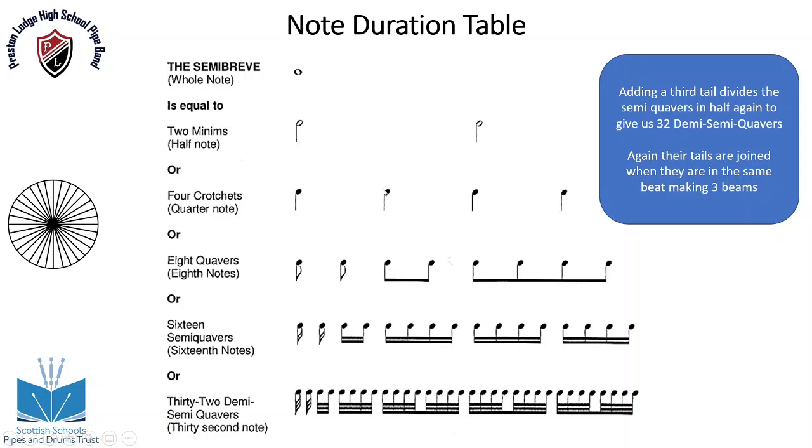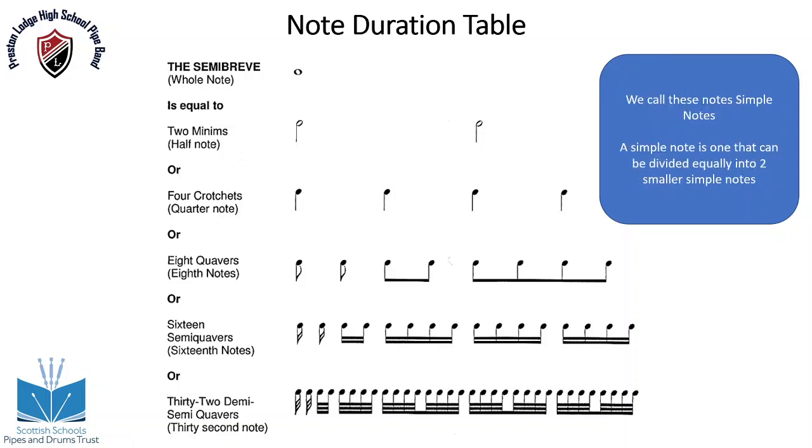1, 2, 3, 4, 1 and 2 and 3 and 4 and 1 E and a 2 E and a 3 E and a 4 E and a, and I can't say these ones fast enough. They would just be 1, 2, 3, 4. I'll play them, much easier for you to follow. Alright. Every single one of these notes are called simple notes, and we'll explain that in our next lesson.